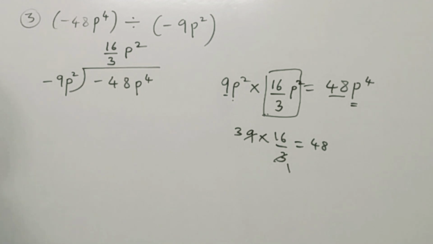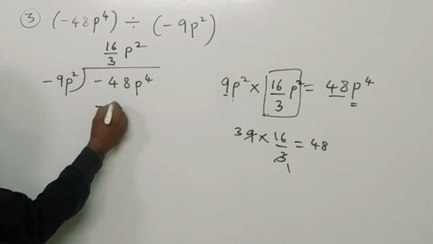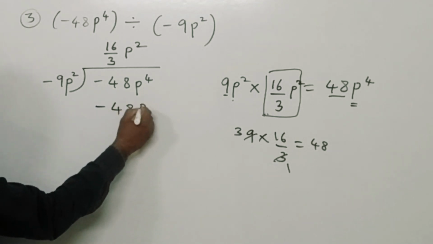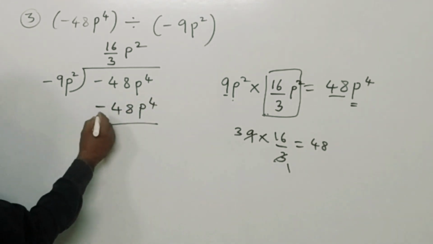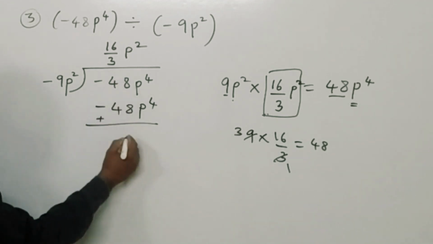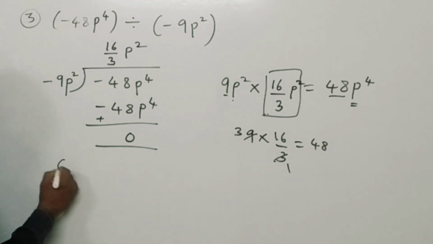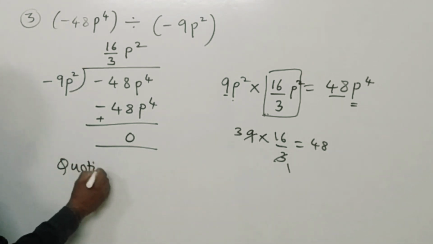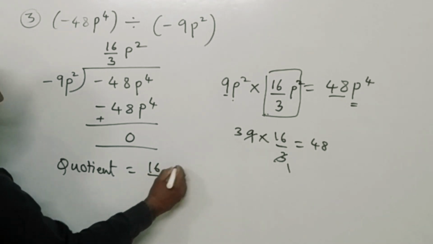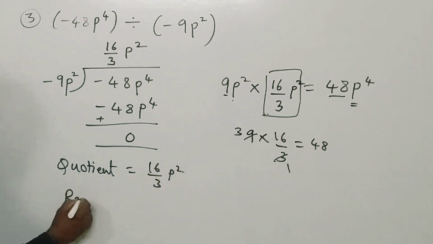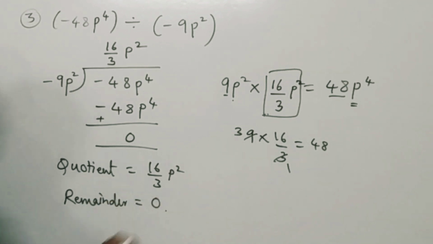p square. Here minus into plus will be minus 48p raised to 4, so that here minus will become plus, so remainder will be 0. So quotient is equal to 16 upon 3 p square, and remainder is equal to 0.